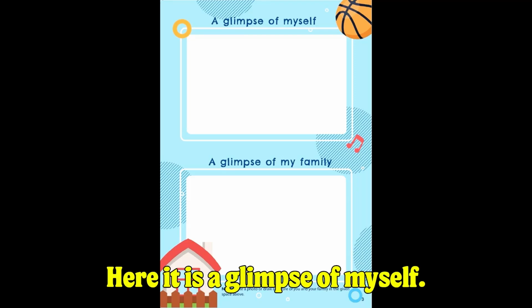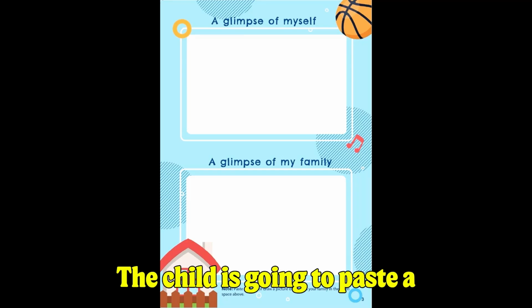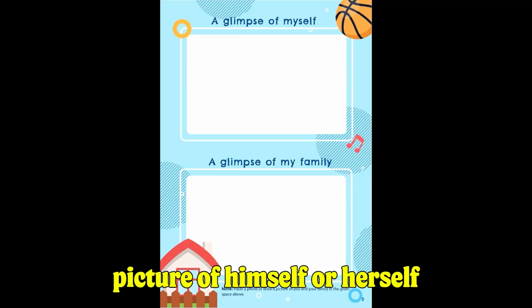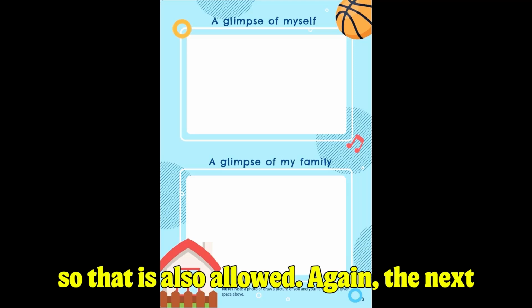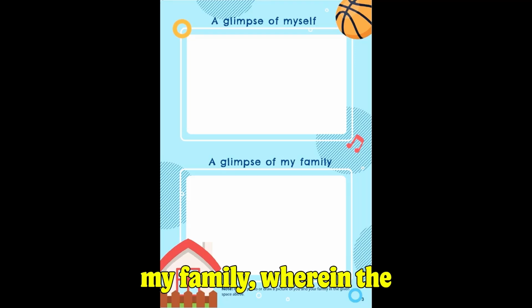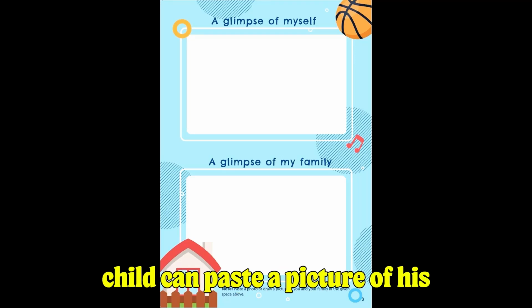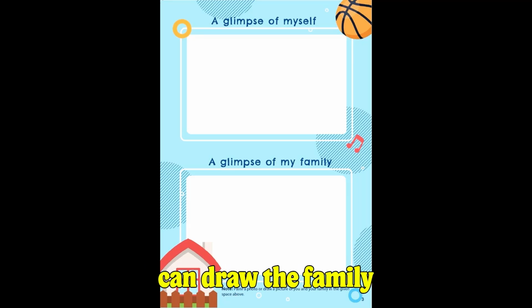Here it is, a glimpse of myself. The child is going to paste a picture of himself or herself, or the child can also draw. That is also allowed. The next part of section 2 is a glimpse of my family, wherein the child can paste a picture of his or her family, or else the child can draw the family also.